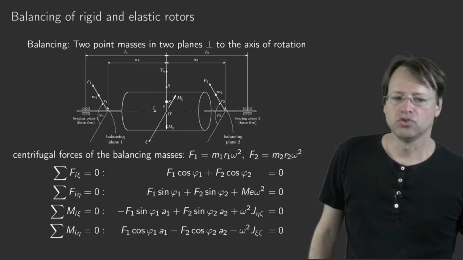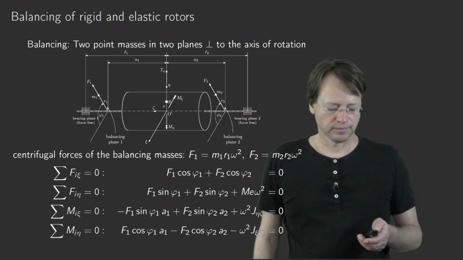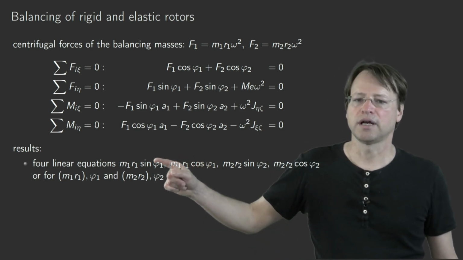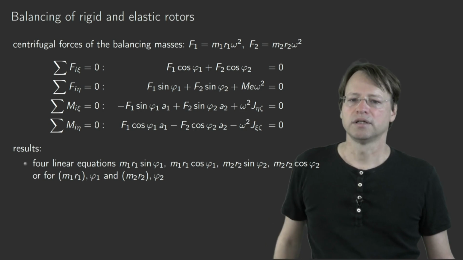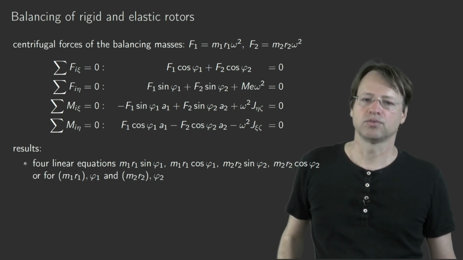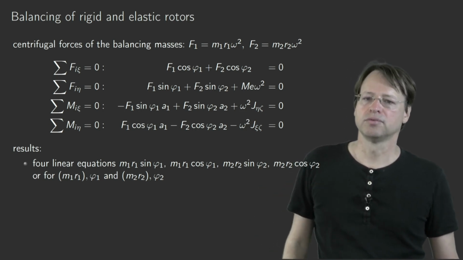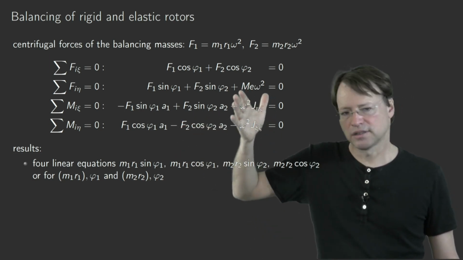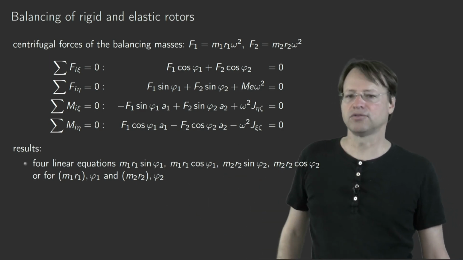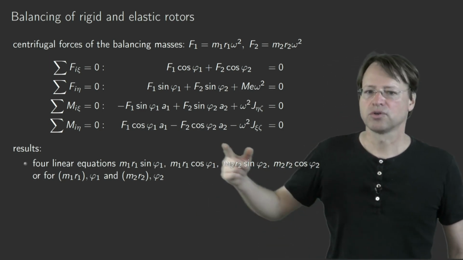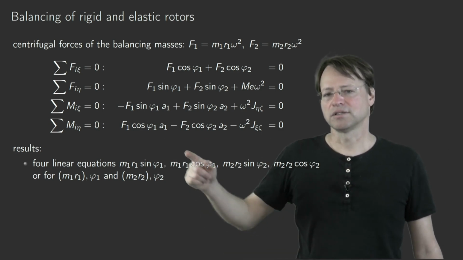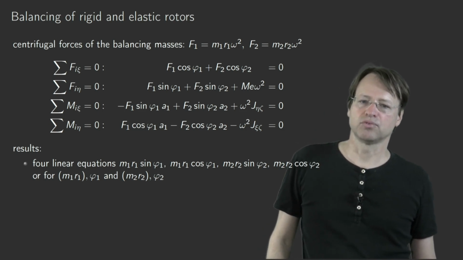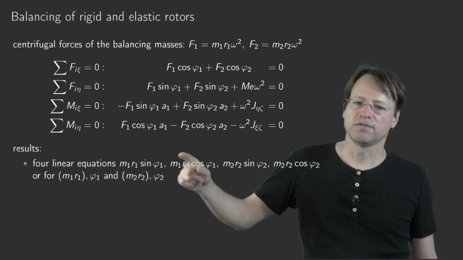So usually what is done is you consider the linear equations in M1 R1 sine phi 1, M1 R1 cosine phi 1, M2 R2 sine phi 2, and M2 R2 cosine phi 2. You fix the balancing planes. They are fixed for the axle of your car, for example. You have not much choice where to place these masses, or where to place the balancing planes. So suppose A sub 1 and A sub 2 are fixed.